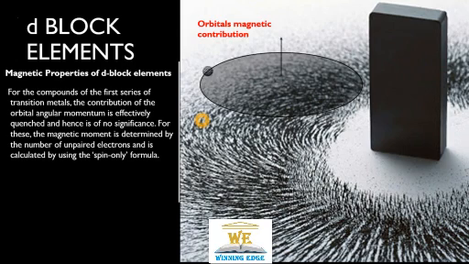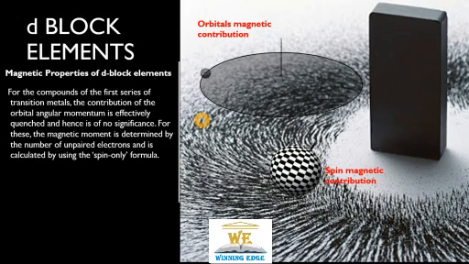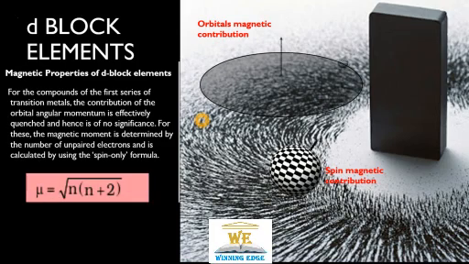That's why the spin magnetic contribution is the only important one for an electron, and it's calculated using the formula mu is equal to the square root of n into (n plus 2), where n is the number of unpaired electrons present for a particular element.